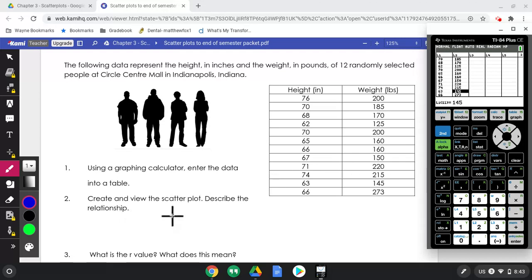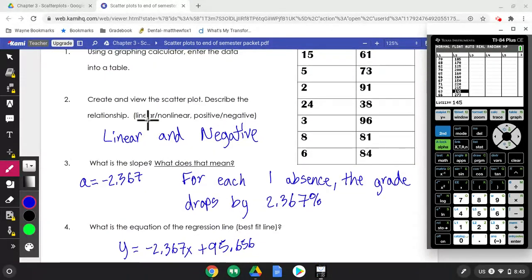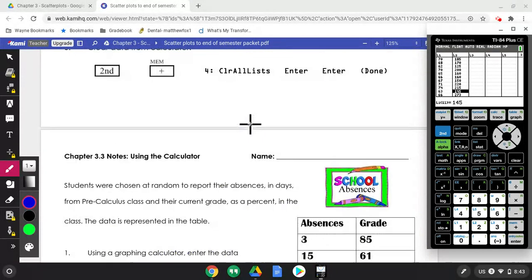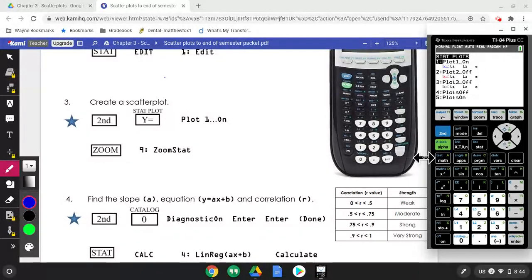Next, create and view the scatter plot and describe the relationship. So once again, we want to decide, is it linear or nonlinear? Is it positive or negative? So we go up here. Now the scatter plot has already been turned on. If you're not sure what I mean by that, if I hit second Y, do you see how plot 1 is on? So we don't need to do anything for that. So instead we can just go to zoom and zoom stat. That gives us the view we want.